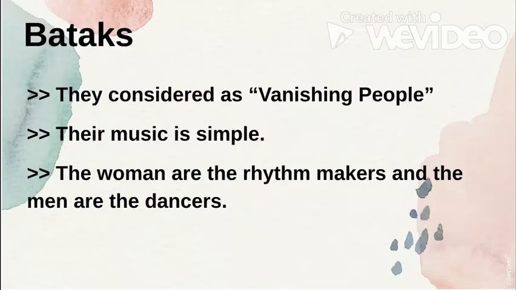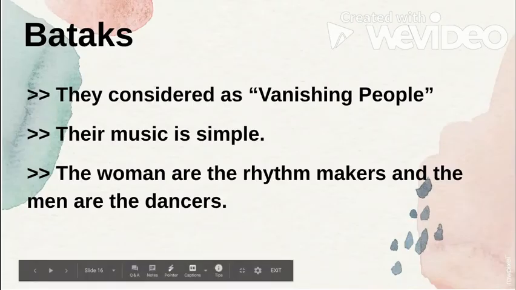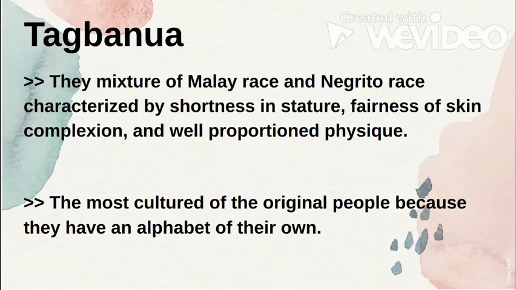Next, Bataks. Bataks, class, are considered vanishing people, and are one of the most fascinating cultural minorities of the Philippines. This group of people can be found in the mountain north of Puerto Princesa City between the Babuyan and Langungan rivers. The music of Bataks, class, is very simple. The women are the rhythm makers and the men are the dancers. Imagine that. So it means, class, girls are the rhythm makers. They're going to compose the rhythm, and the men are just the dancers. So purely, class, men are dancers, women are makers or composers, just like that.